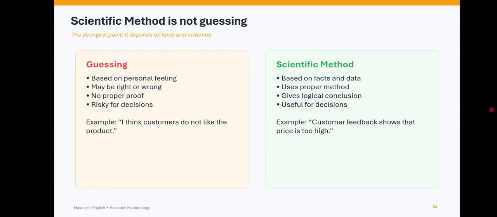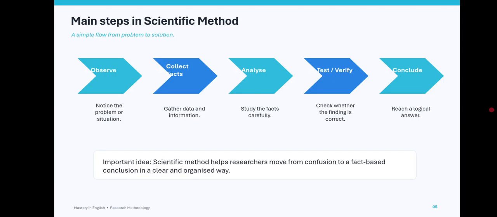So after analysis, the owner improves food quality and customer service. This complete process is called the scientific method. Next, we have the characteristics of scientific method. So basically, the first characteristic of scientific method is that it is systematic. Systematic means it follows the proper steps.